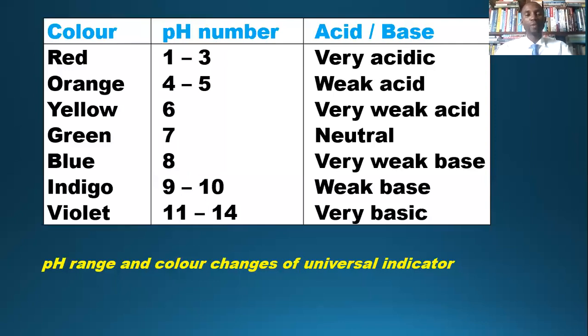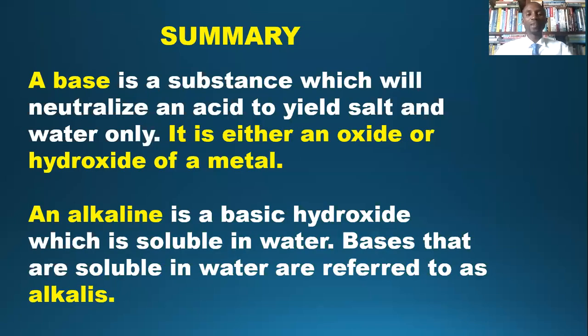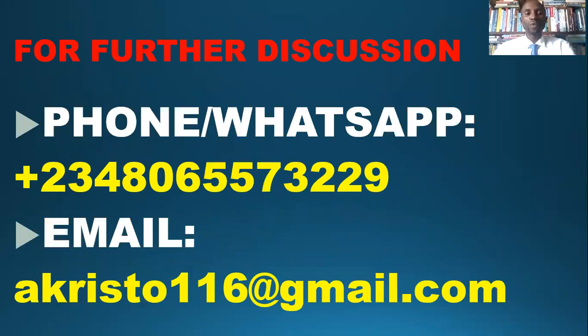particular medium. All right, so far we have talked about a base being a substance which neutralizes an acid to yield what? Salt and water only. And it is an oxide or hydroxide of a metal. And an alkali is a basic hydroxide which is soluble in water. Bases that are soluble in water are what we refer to as alkalis. That is what we have done so far, and we have talked about their characteristics and their reactions, and looked at the pH also.